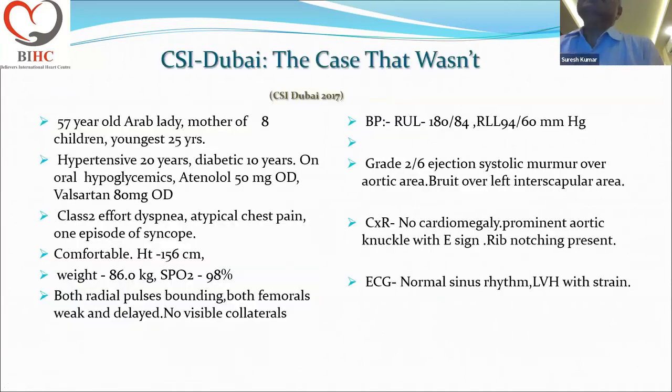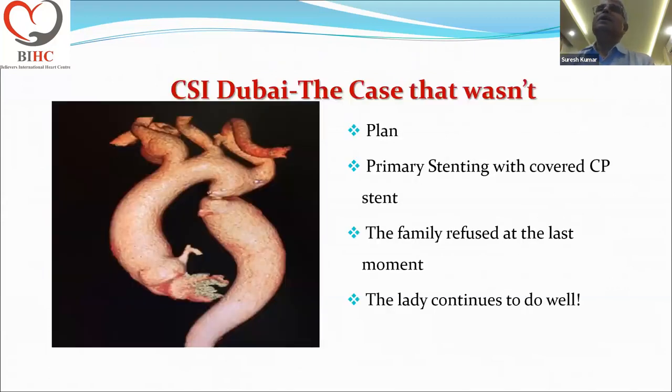We also get some weird cases. There was a CSI in Dubai where I was one of the people involved, presenting from Muscat. I had this 57-year-old Arab lady who was mother of 8 children, and the youngest child was 25 years. She was hypertensive for 20 years, diabetic for 10 years, on anti-diabetic and anti-hypertensive medication. She had class 2 effort dyspnea. She didn't seem to bother much with it. She had an upper limb BP of 180 by 84 and a lower limb BP of 94 by 60. And this was her arch.